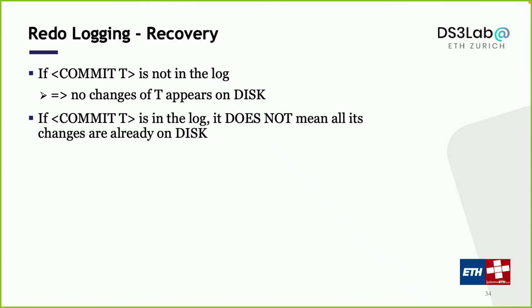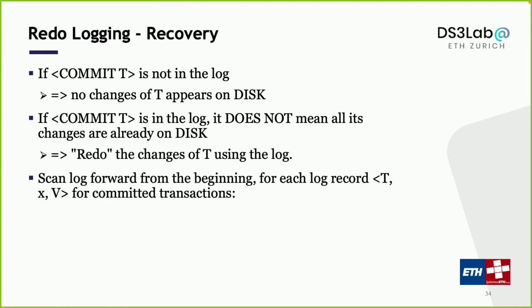If I see a commit T in the log, it doesn't mean all the changes are on the disk. Because what I'm going to do in redo logging is flush my log first, and then do whatever updates. Okay? Even though you see the commit in the log, it could be that some changes from the transaction haven't been reflected yet. So what should I do during recovery? I will redo the changes of T.